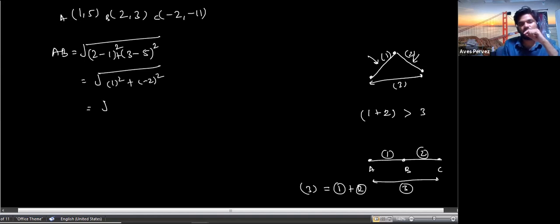Then it will be, dear student, 1 plus 4. That will be root 5. So root 5 units is the first distance.